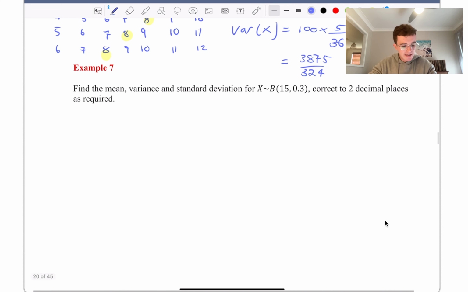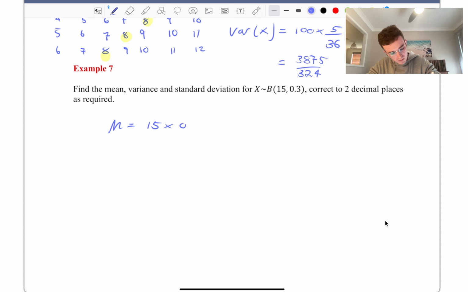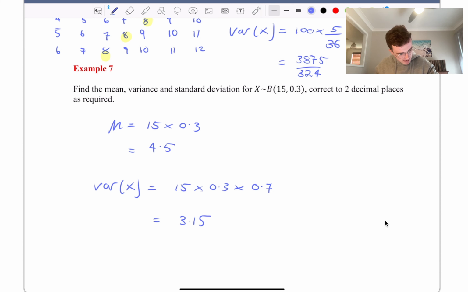Okay, example 7. Find the mean, variance, and standard deviation for this binomial distribution. Well, the mean is np, so 15 times 0.3, which is 4.5. The variance is npq, so 15 times 0.3 times 0.7, which is 3.15. And the standard deviation is the square root of the variance, which is 1.77. Easy.